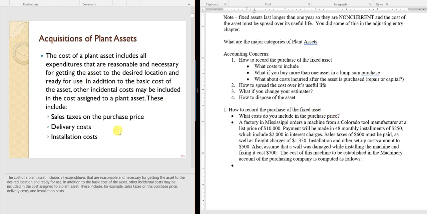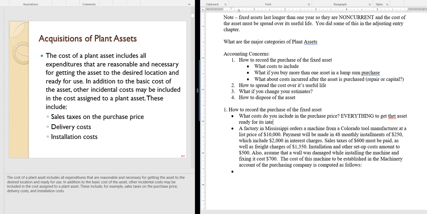And as I go through these slides, I want you to simplify it to one simple thing: everything to get the asset ready for its intended use is added to the cost of the asset. I really want you to remember that and think about that as we go through here. And you will do that on a lot of assets.